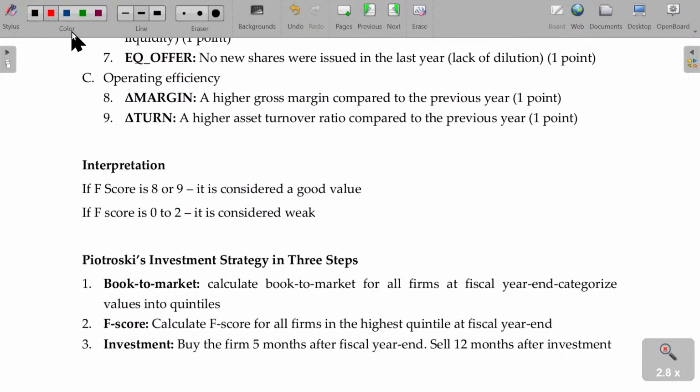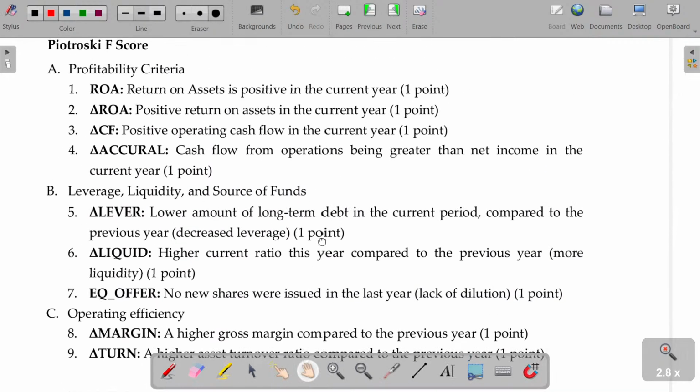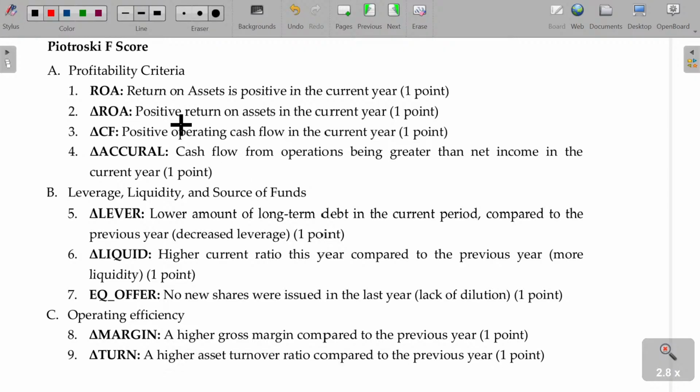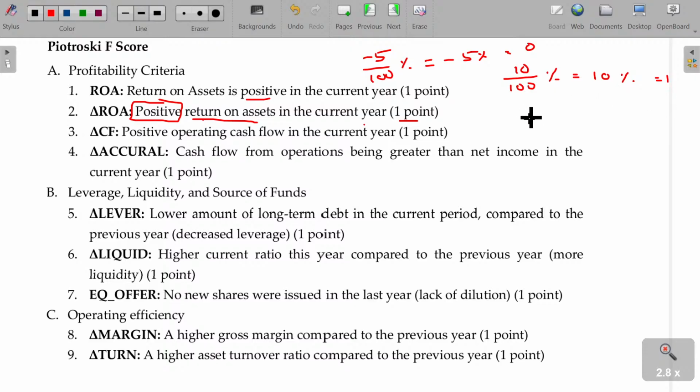So compared to the previous year, is there a positive return on asset in the current year? If the return on asset is positive, give 1 point. Return on asset is positive in the current year. So with asset being 100 and return being 10, automatically it is 10%, positive. A 5 rupees loss on your asset of 100 means minus 5%. Then you have to give 0 point. Here you have to give 1 point. Previous year 10%, this year 10.5%. Compared to the previous year, there is a positive change, so give 1 point.